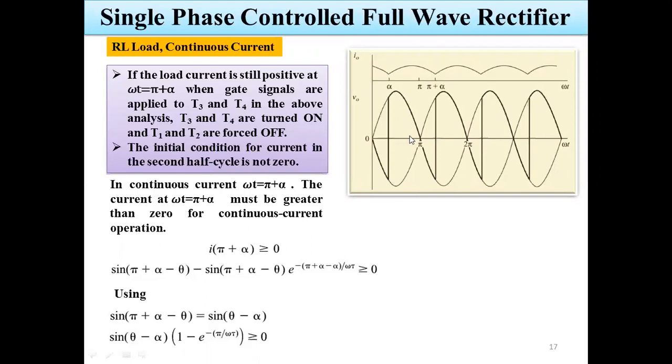After alpha, T1 T2 conduct up to pi, and again from pi to pi plus alpha it is T1 T2. This is the turn on time period of the T1 T2 values. After that it should be T3 T4. Here the load current is still positive at omega t equal to pi plus alpha when gate signals are applied to T3 T4 in the above analysis. T3 T4 are turned on and T1 T2 are forced off. You have to turn them off by using forced commutation, because T1 T2 do not turn off naturally.